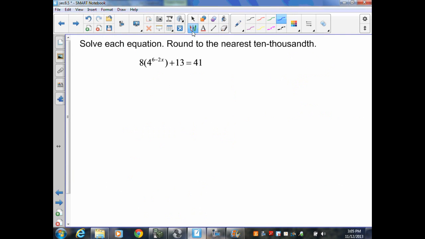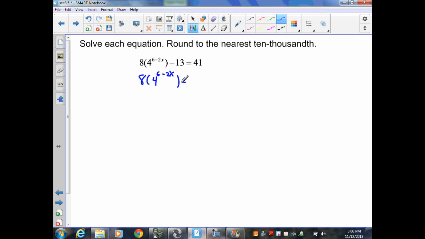In this example, I have 8 times the quantity of 4 to the 6 minus 2x plus 13 equals 41. I want to isolate the 4 to the 6 minus 2x. To do that, I'm going to subtract 13 on both sides first. That will leave me 8 times the quantity of 4 to the 6 minus 2x.